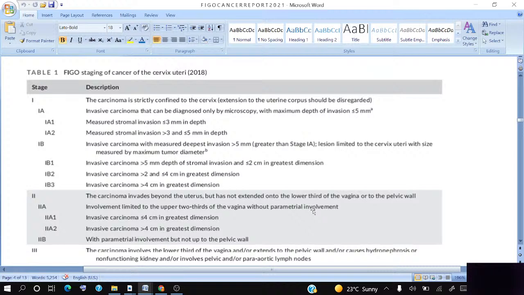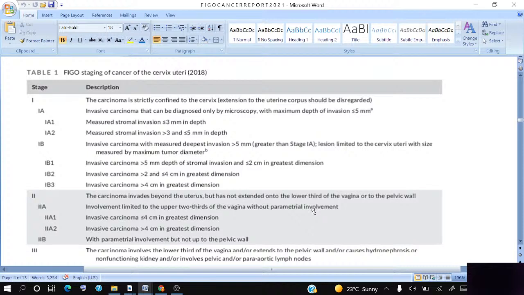So if we come to the second stage, that is carcinoma invading beyond the uterus. It means it goes beyond the uterus but does not extend to the lower third of the vagina or the pelvic wall. And again the second stage is divided into stage 2A and stage 2B, and 2A is again divided into 2A1 and 2A2.